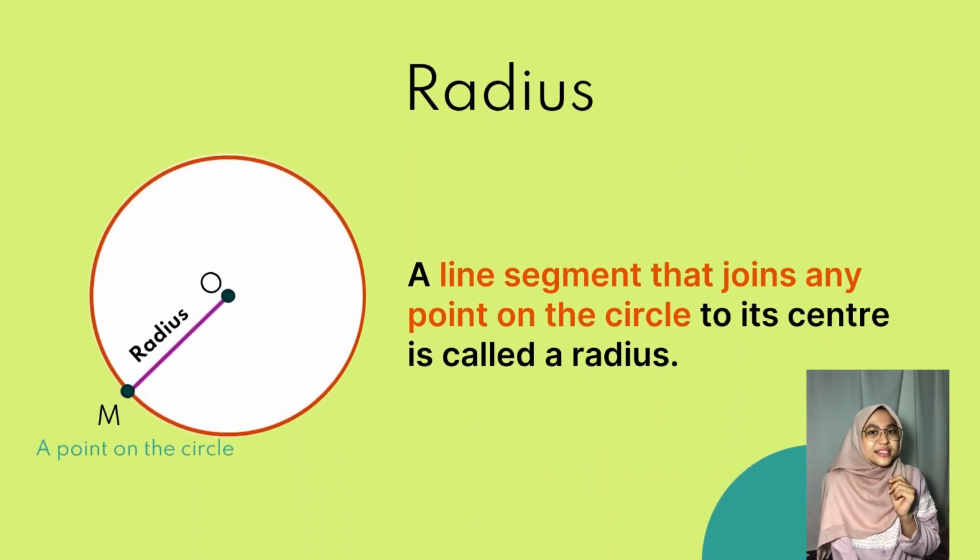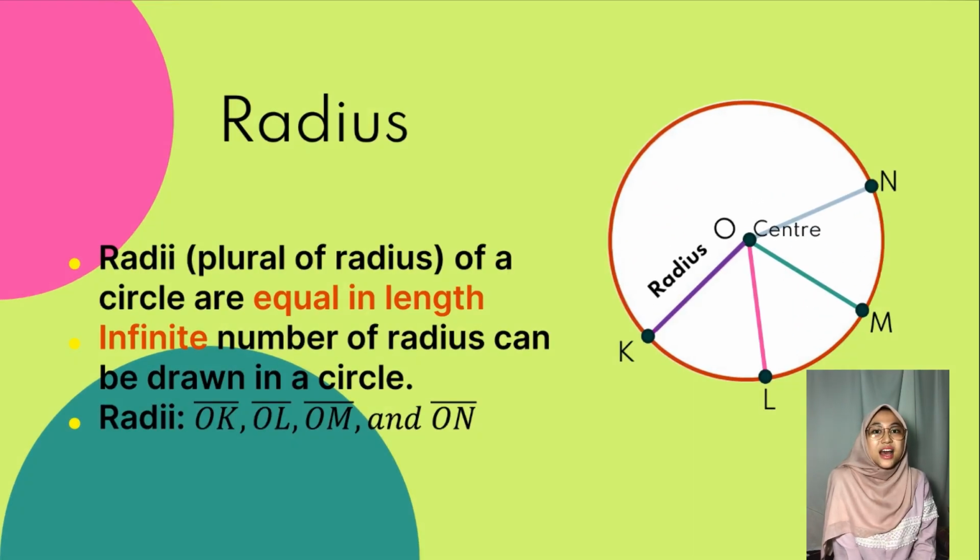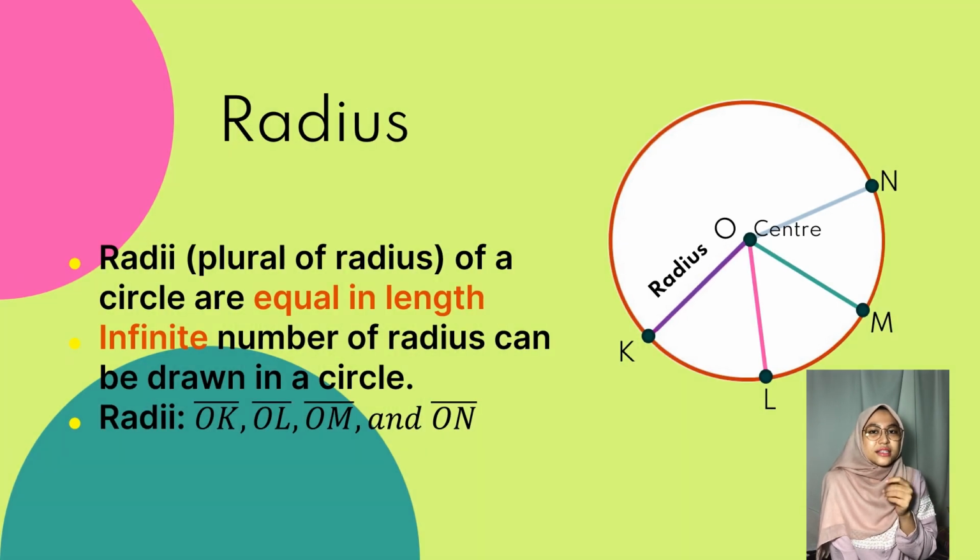Second, radius. Here is a circle and a line segment that joins any point on the circle to its center, it's called a radius. The plural of radius is radii. The radii of a circle are equal in length. Infinite number of radii can be drawn in a circle. And radii of this circle are OK, OL, OM, and ON.